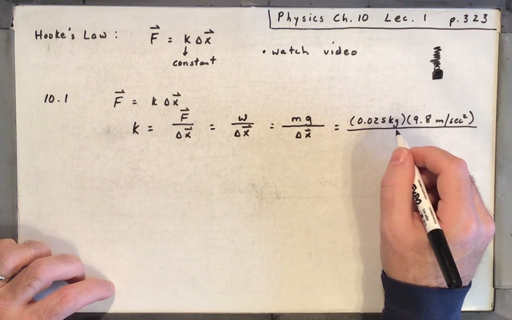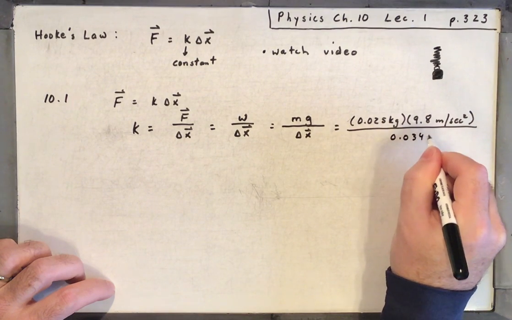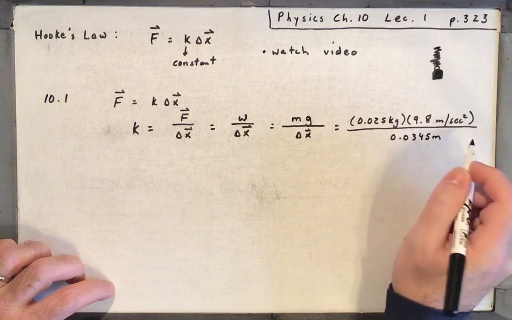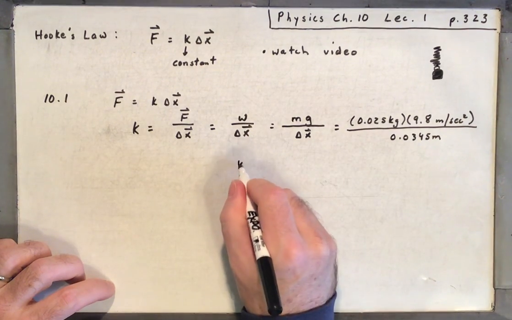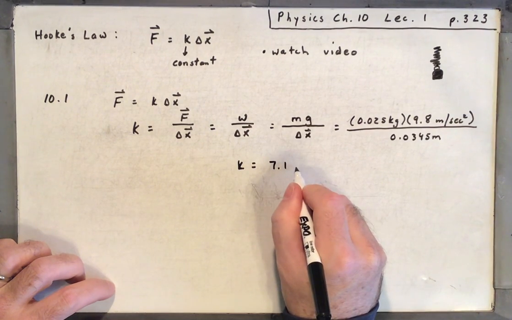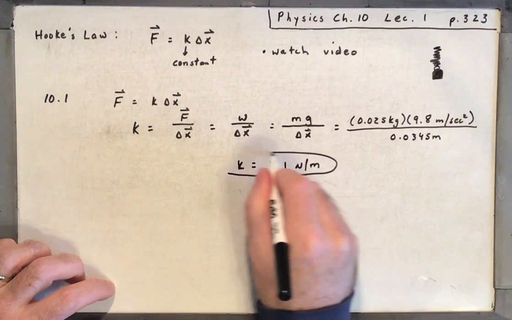So that's going to be 0.0345 meters. All right, 3.45 centimeters, divide that by 100. So K is going to be 9.1, and the unit would be newtons per meter. It's a very weak spring.